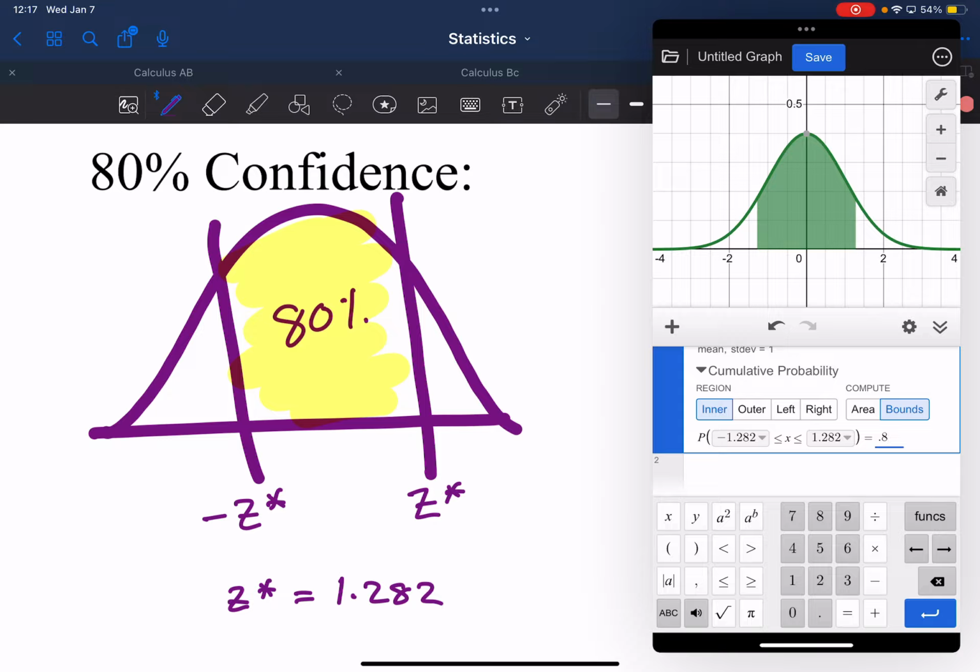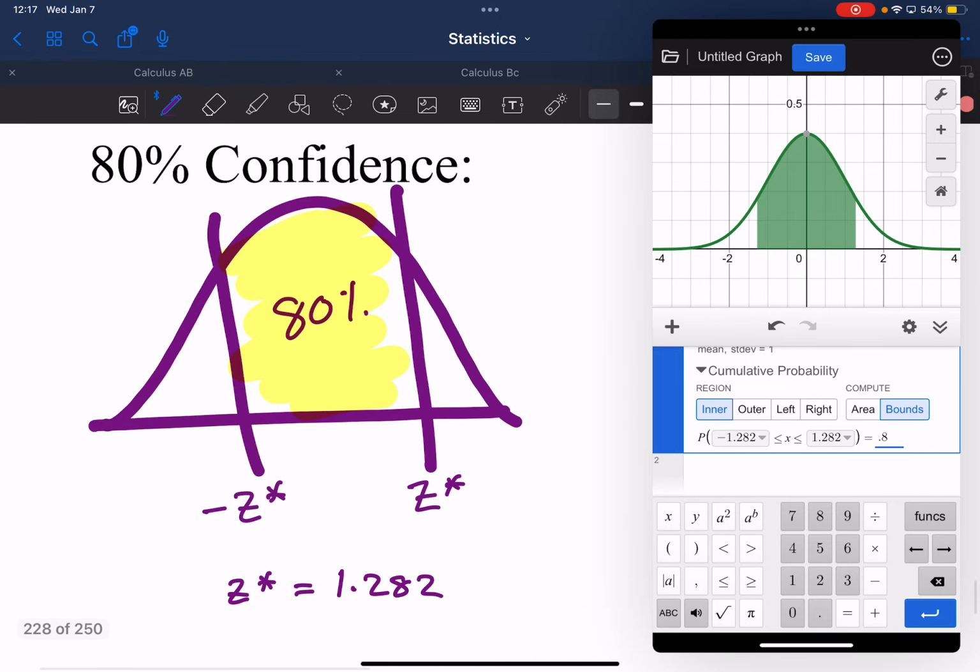What you'll notice as you're working through these is that you're getting the same answer as everyone around you, which means the Z star value, or the critical value, doesn't change when you do this multiple times. The 80% confidence will always have a Z star value of 1.282. Which means if you wanted, you could just memorize the most common confidence levels and the corresponding Z star values with them. And you don't have to because you have access to Desmos, but it could save you time.